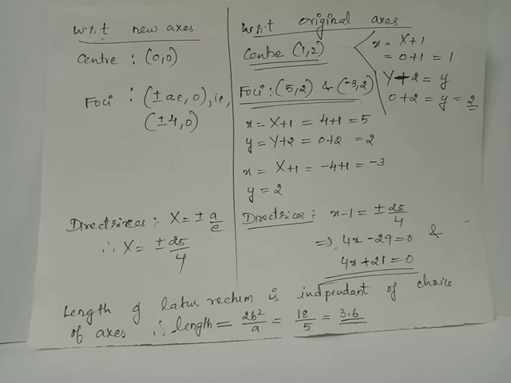Length of latus rectum will be the same since it is independent of choice of axis, and hence we have length of latus rectum equals 3.6.